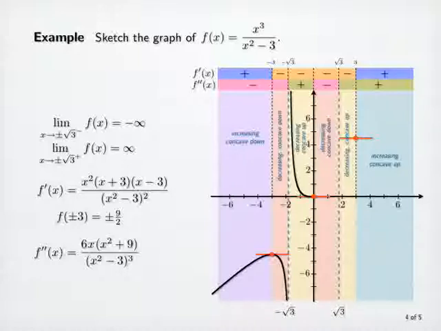Then, between 0 and positive root 3, we use the fact that the function is decreasing, the graph is concave down, and the function approaches minus infinity as x approaches positive root 3 from the left. Then between root 3 and 3, our function is decreasing, the graph is concave up, and so we draw this part of the graph, and then we continue the graph for x greater than 3 in such a way that the function is increasing and the graph is concave up.